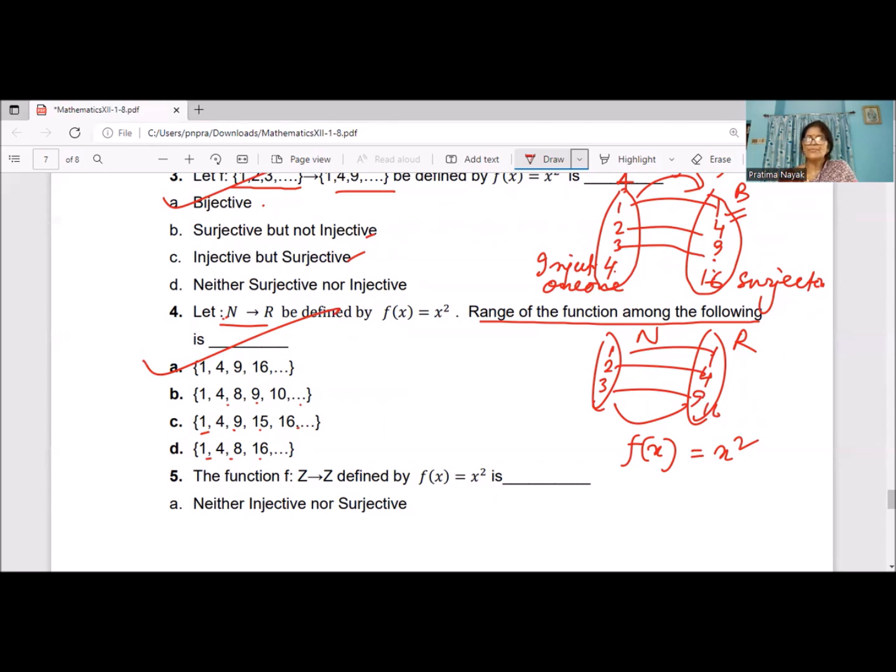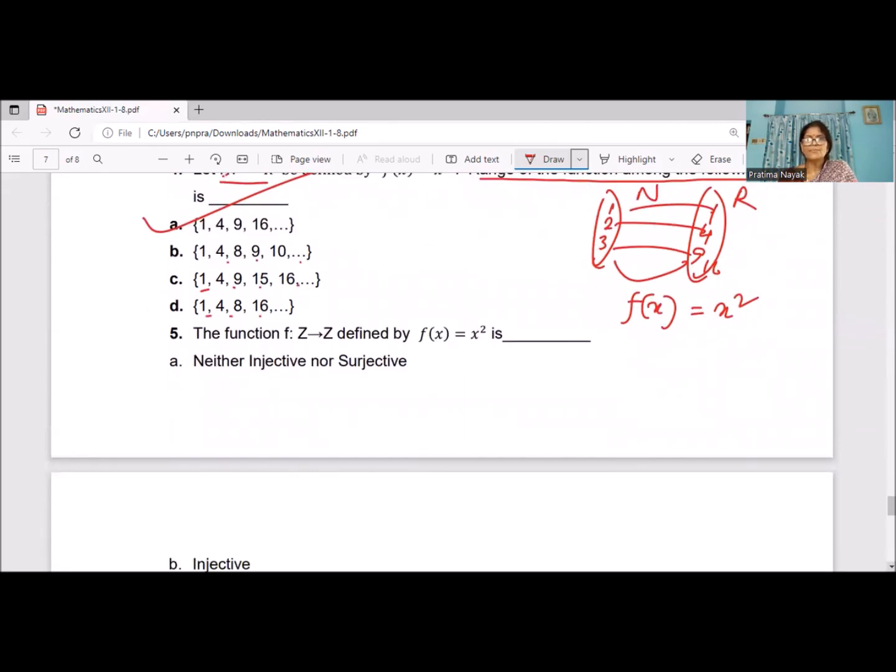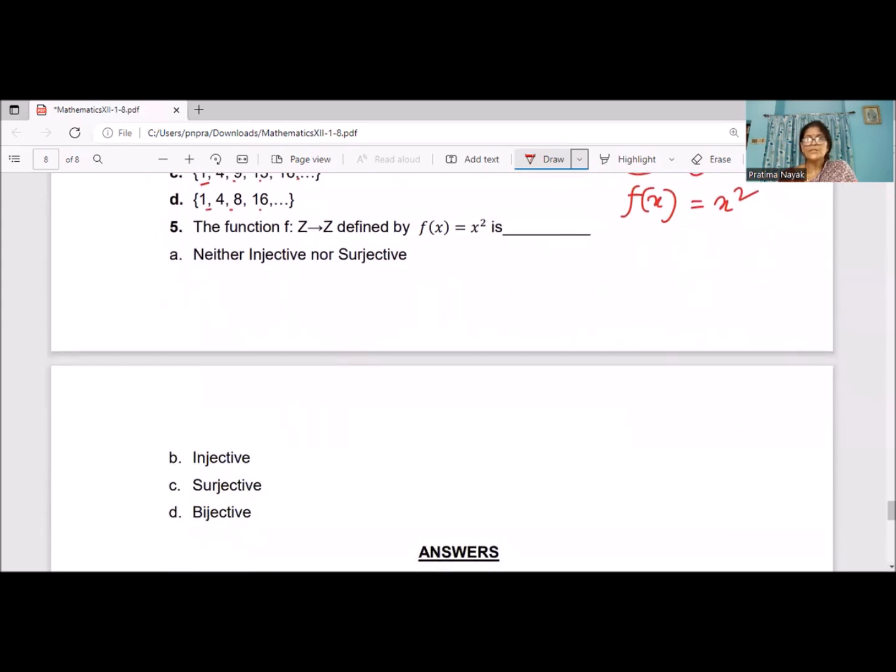Question number 5. Now the function is defined from Z to Z. What is Z? Z is your integers. Here, integer to integer, same function f(x) equals x square. Is it neither injective nor surjective, injective, surjective, or bijective? When I'm writing integers, that means negatives are also there, positives are also there. Here also minus 2, minus 1, 0, 1, 2. Integer to integer, same function f(x) equals x square.